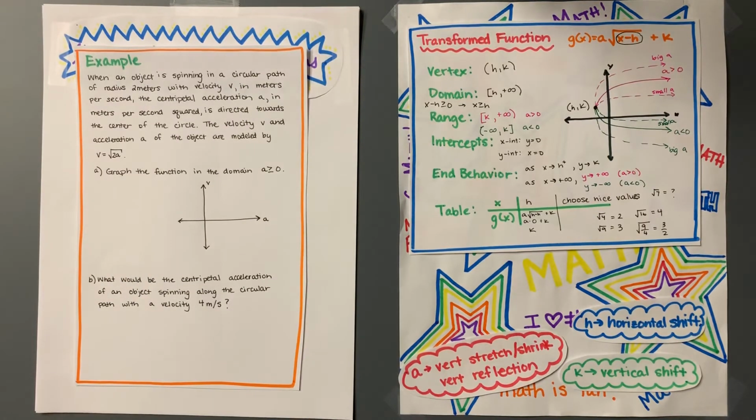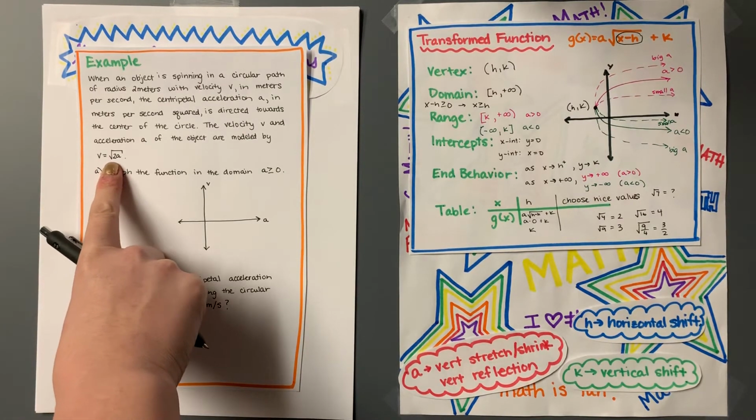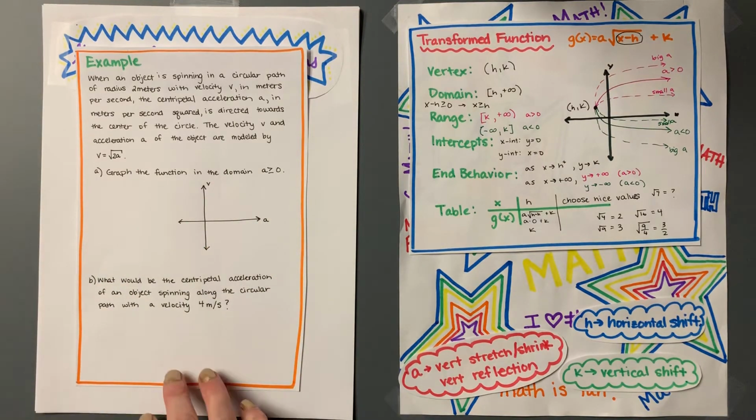Here we have a word problem. When an object is spinning in a circular path of radius 2 meters with velocity v in meters per second, the centripetal acceleration a in meters per second squared is directed towards the center of the circle. The velocity v and acceleration a of the object are modeled by the equation v is equal to the square root of 2a. This is a real equation from physics. Graph the function in the domain a is greater than or equal to 0.